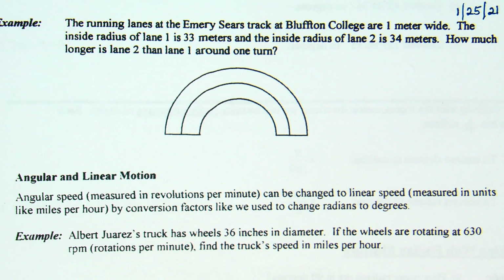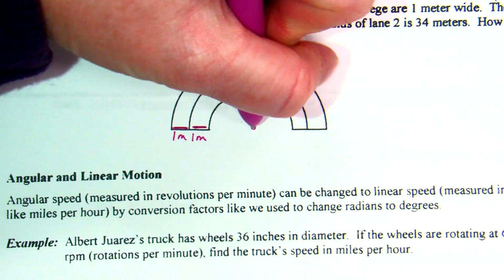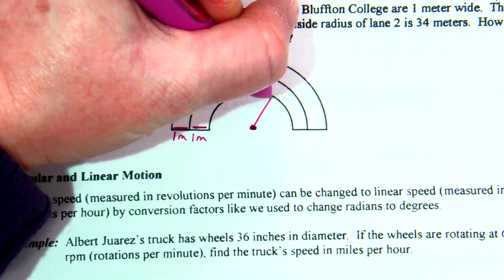The inside radius of lane 1 is 33 meters. Do you understand what they're saying there? Yeah, we have this half circle, or semicircle, here. So the center of the circle is approximately here, if I eyeball it, right? And so the inside radius of lane 1, I didn't get that eyeballed exactly right, but the inside radius goes from here to the inside of lane 1, and that is 33 meters.